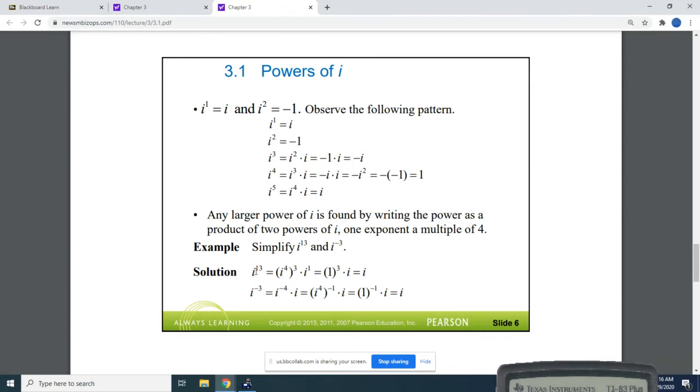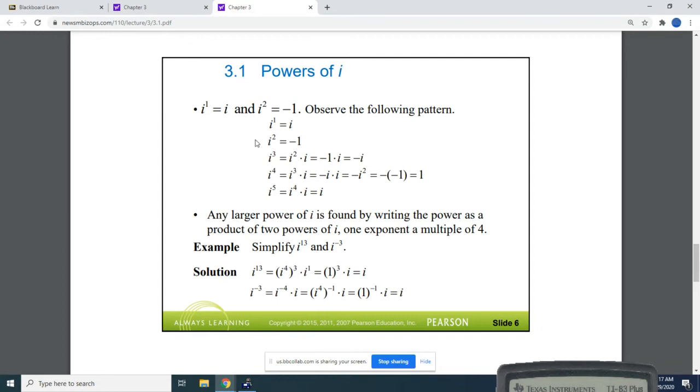So for this i to the 13th, it was written as i to the fourth raised to the third power. Right? Keep in mind when you raise a power to a higher power, you multiply. So 4 times 3 is 12, times an i to the first. So an i to the 12th power times an i to the first power. Whenever you multiply like bases, you add your exponents, so 12 plus 1 would give us 13. All right, so we've taken this i to the 13th power and broken that out as i to the fourth, cubed, times i to the first.